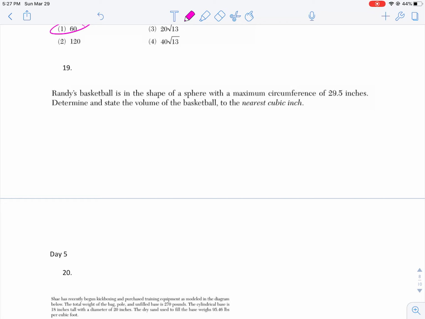Let's look at Randy's basketball here. All right, this one shouldn't take too long. So Randy's basketball is in the shape of a sphere with a maximum circumference of 29.5 inches. Determine and state the volume of the basketball to the nearest cubic inch.